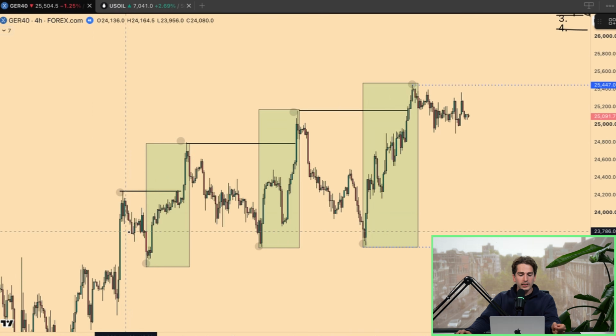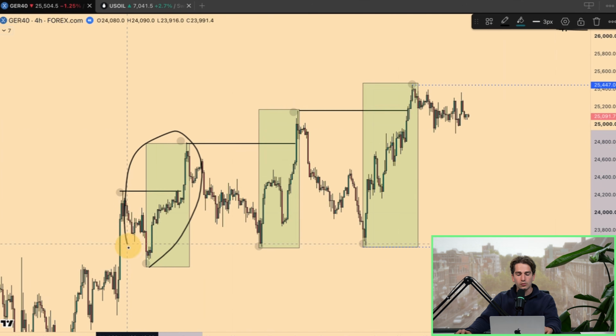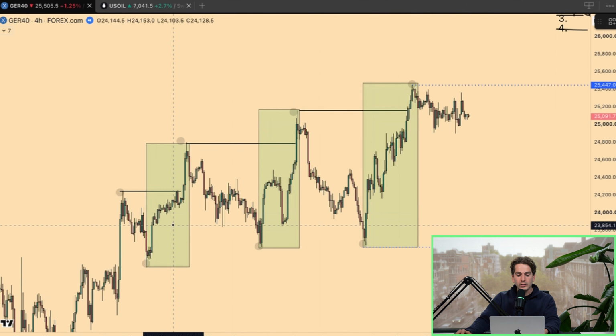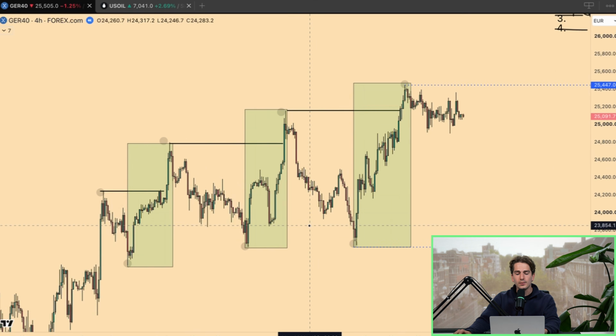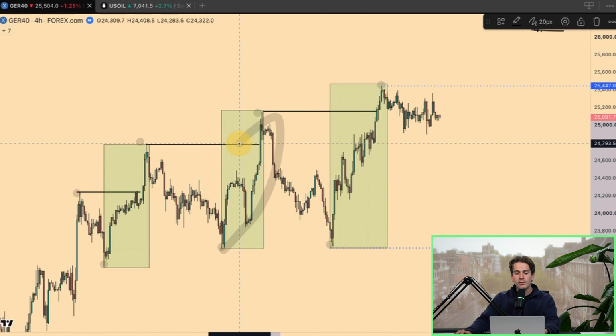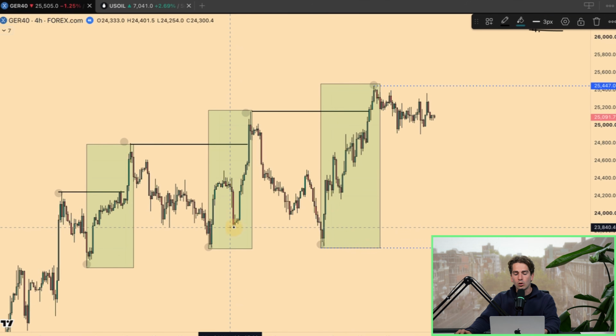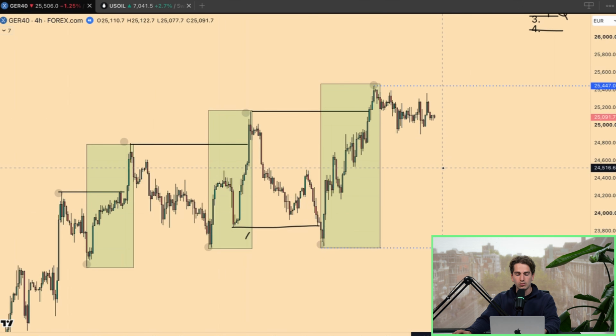For example, previously in this first impulse towards the highs over here, we had very clear trendline liquidity where we had a beautiful trend line. The market took out all of that trendline liquidity and then continued driving further towards the highs. In the second impulse right over here, what we had there was swing low liquidity. Once the market took that out, it was then ready to continue driving towards the upside.